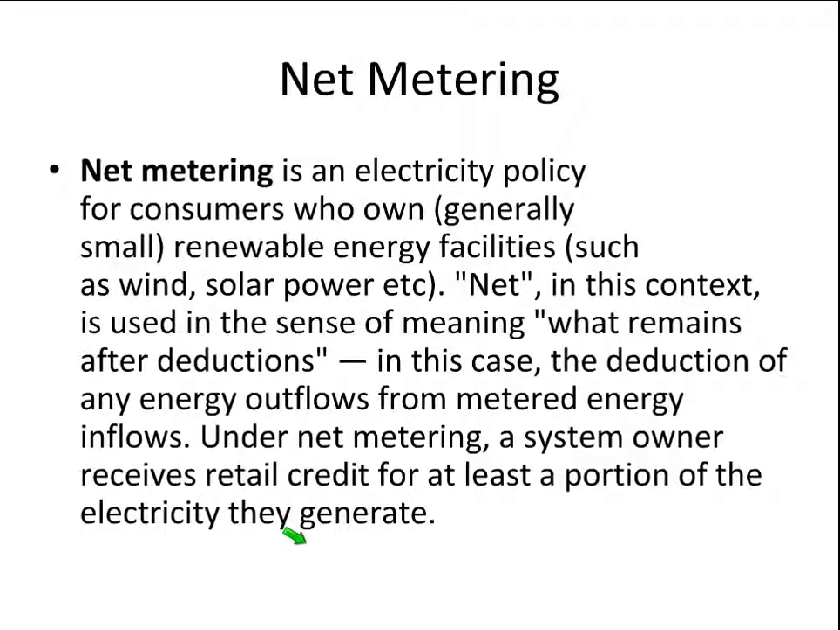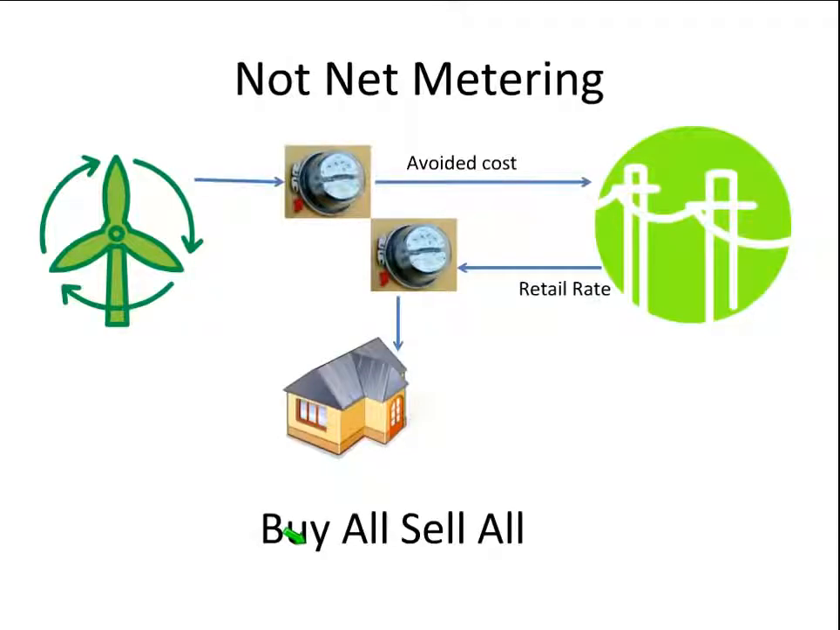Now, I think net metering is kind of confusing at times, so we're going to talk about it a little bit more. Here is my little chart that is not net metering. So this is one that is actually not net metering, and what we've got is that our wind turbine is creating some electricity here, spinning. That electricity is being run through a meter so we can measure it, and then it's going onto the grid, and the utility is paying us avoided costs for that power. At the same time, here's my house. I am purchasing power from the grid at retail rate and using that for my house.